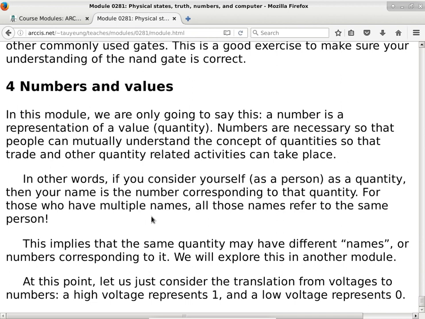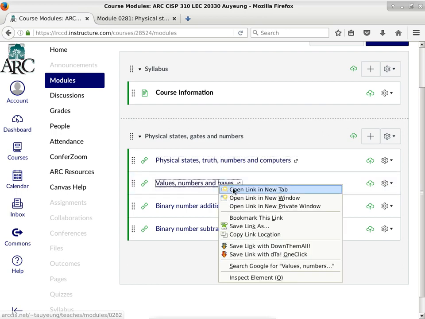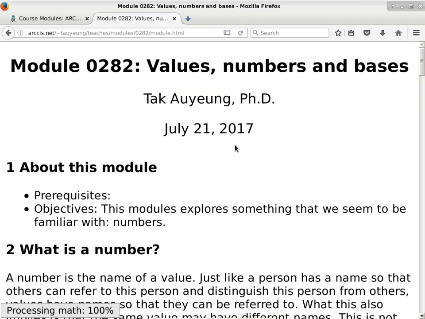So I'm making a differentiation between the concept of a number, which is for communication purposes, for writing down, for printing out and stuff like that, versus the value, which is a concept, which is physical as well as something that is in your mind. It's an understanding of that particular thing. All right, so we are done with this particular module 0281, and now we are moving on to values, numbers, and bases. We are going to talk about base conversion and cool stuff like that.